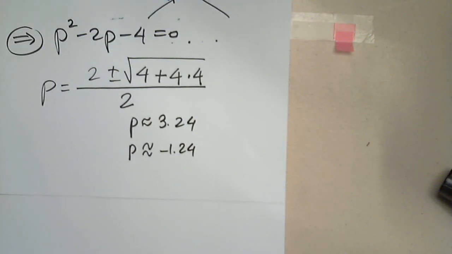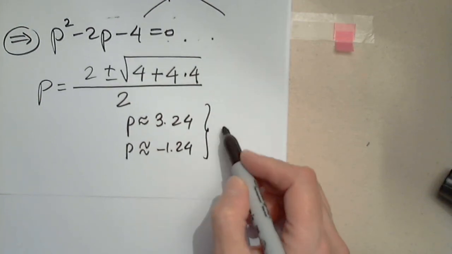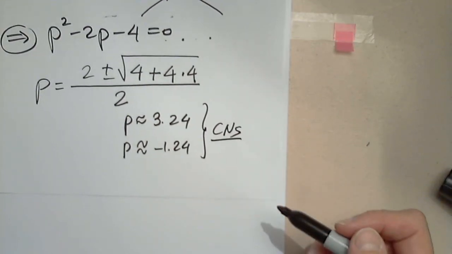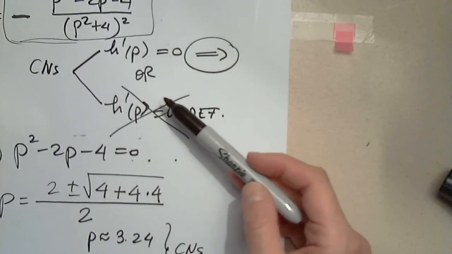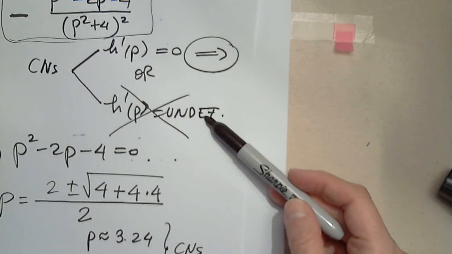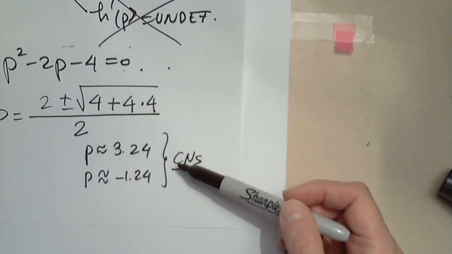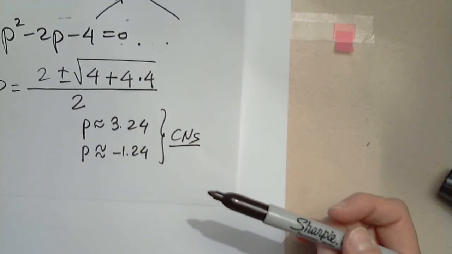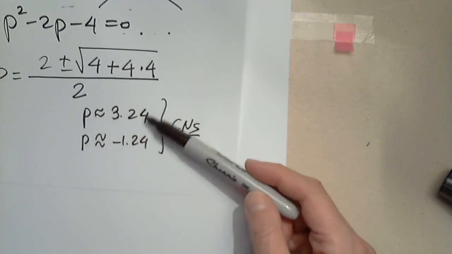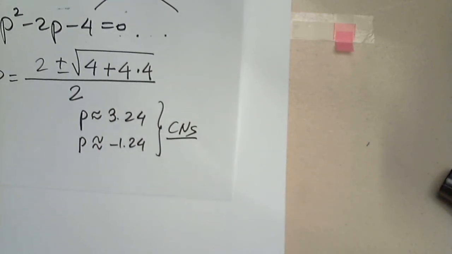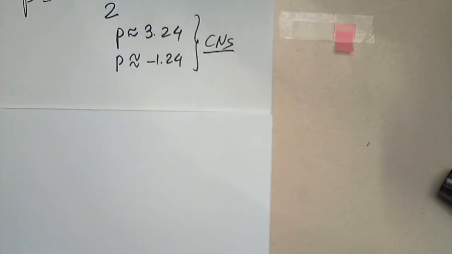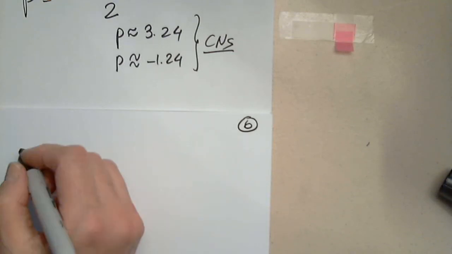The problem is not asking us to continue. The problem is only asking us to find the critical numbers, and we did. No critical numbers come from h prime being undefined, and we have two critical numbers coming from h prime being 0. Now the question is, are they max or min? I don't know. So in case we want to determine that, and I'm anticipating what will follow in this chapter, let's just do that.